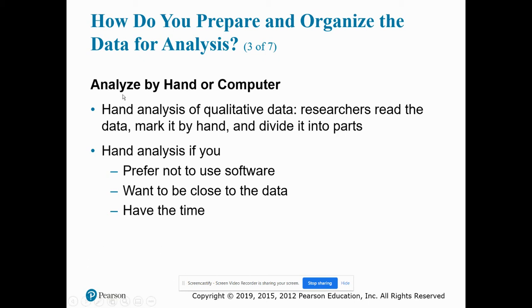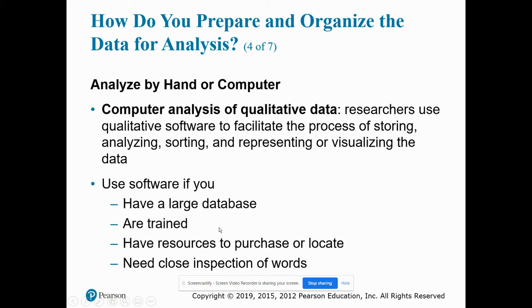Now you're going to analyze by hand or computer. With hand analysis, researchers read the data, mark it by hand, and divide it into parts. You would do this if you prefer not to use a software program, you want to be close to the data, and you also have an ample amount of time to do so. With computer analysis, they use software, and it can store the data, analyze it, sort it, and make visual representations of the data.